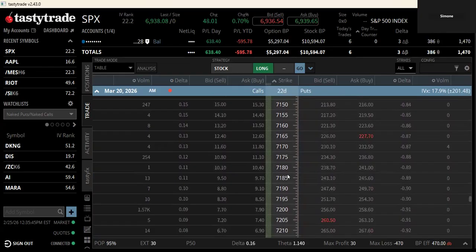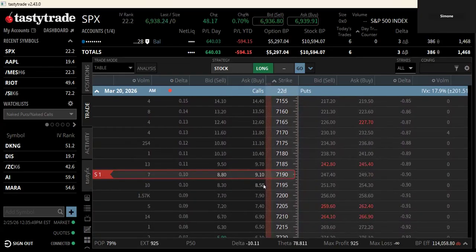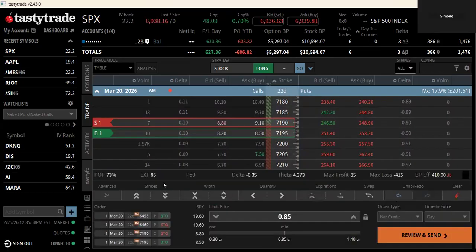So, let's say you did a 10 delta, you do the same $5 wide spread. Now, here, look, you only have a 73% chance of making money, which is a little less than the 80% chance from Apple. But look, you actually collect more money, $80.